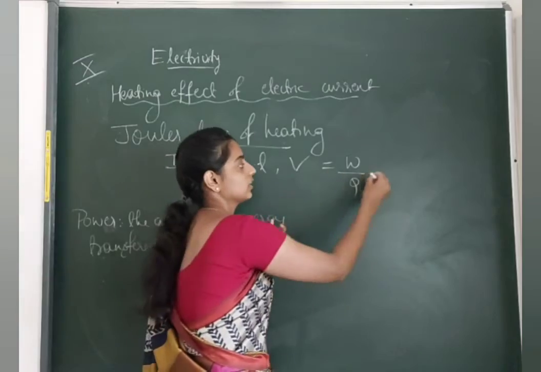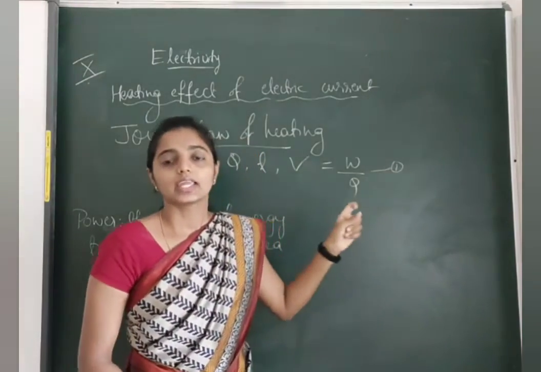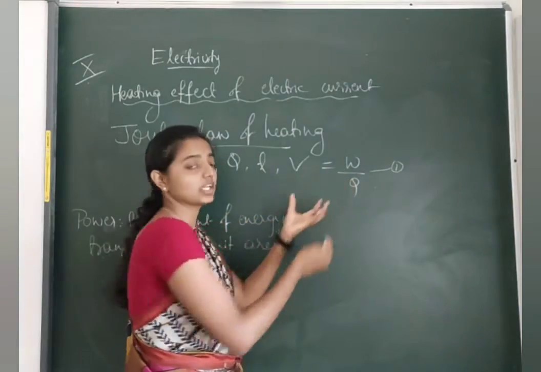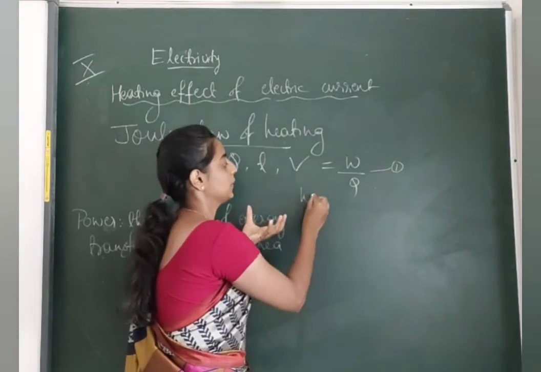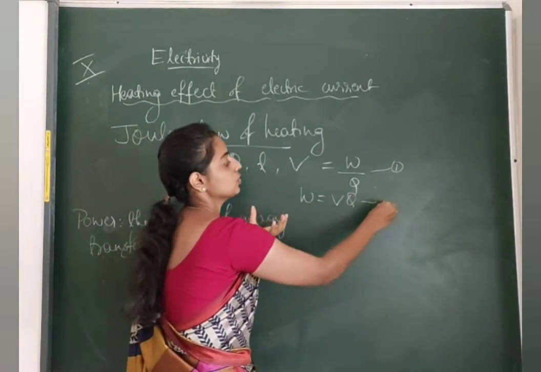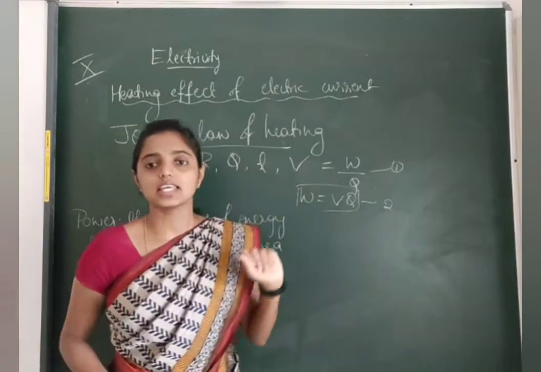Let us take it as equation 1. Can I write this equation by taking work done outside? That means W will become V into Q. Now this is our second equation.